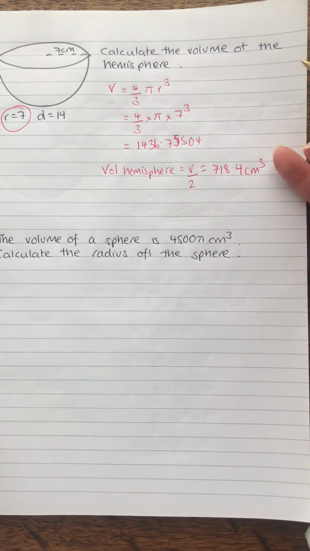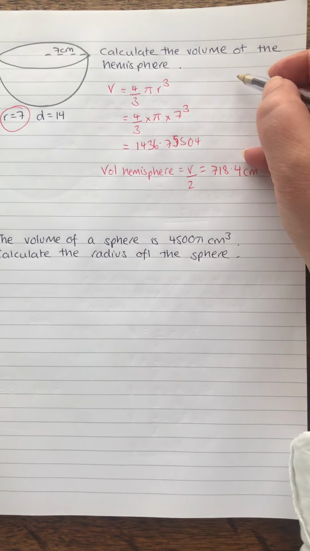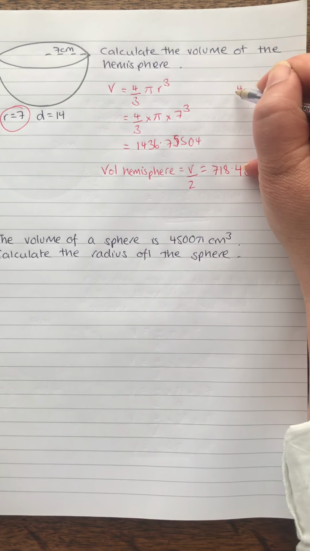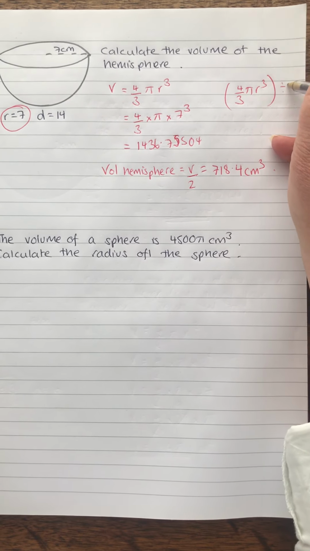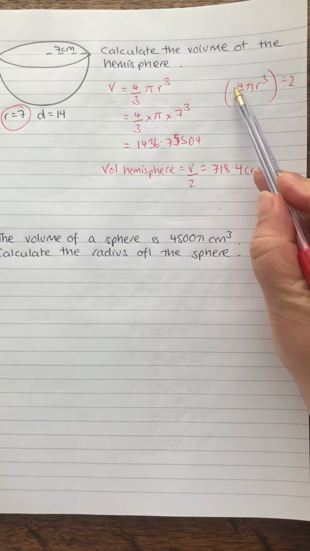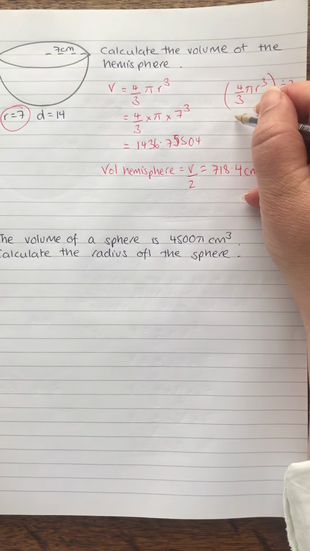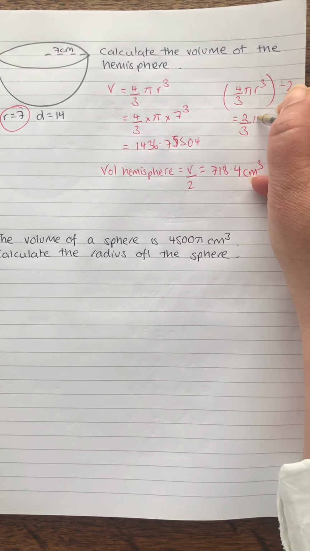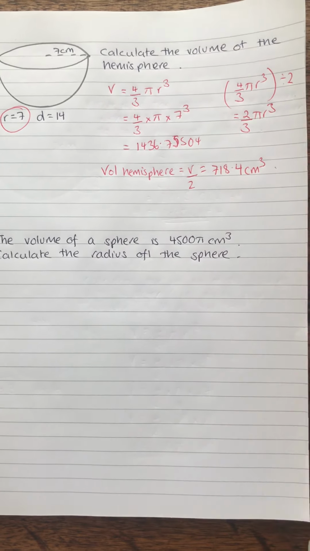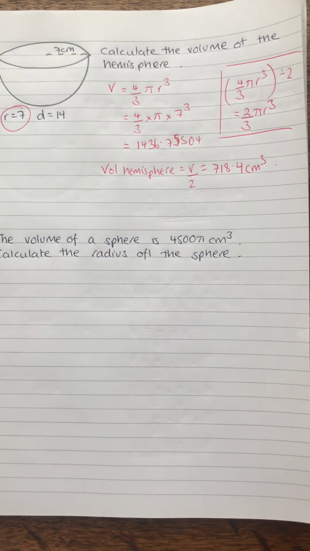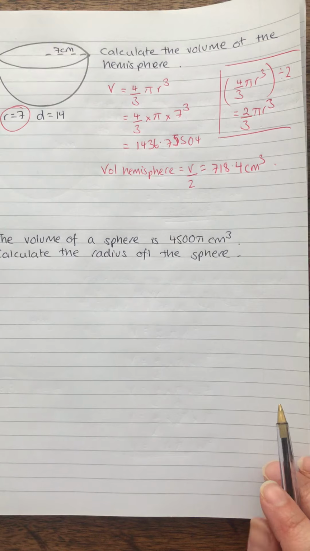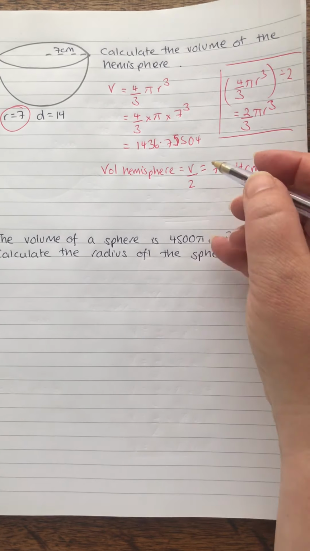You do have an alternative here, because if we think of 4/3 pi r cubed and we divide that by 2, well, half of this formula straight away is just 2/3 pi r cubed. I could have put that into the calculator and it would give me that answer in one step.